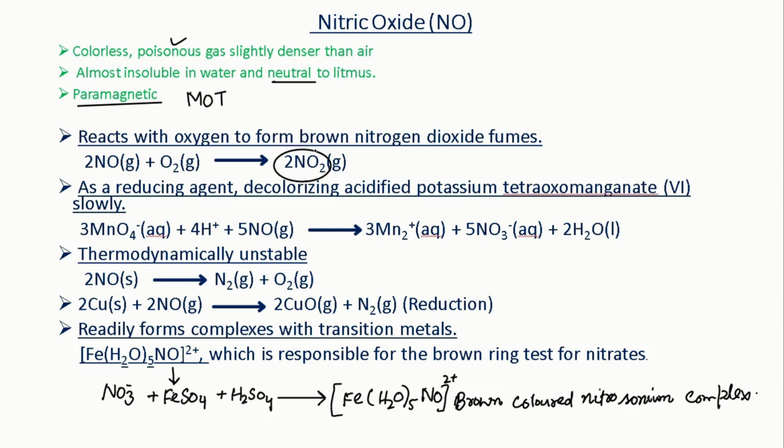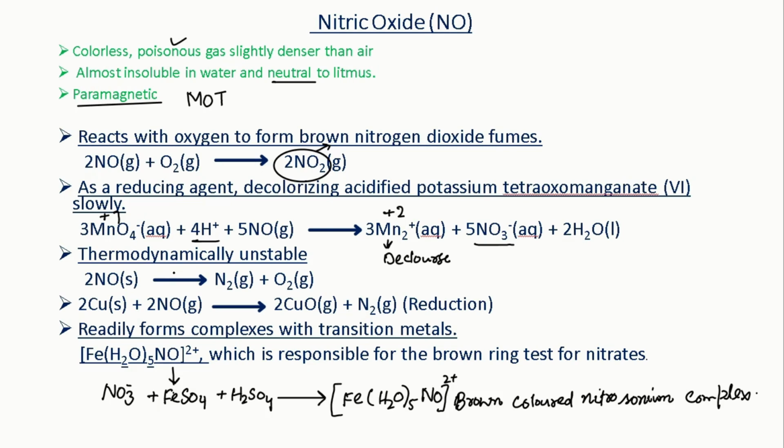You will see brown fumes when you expose it to oxygen, and those brown fumes confirm the formation of nitrogen dioxide. It acts as a reducing agent, so it decolorizes potassium permanganate, which is purple. The manganese is reduced from +7 to +2 oxidation state, and that decolorizes the potassium permanganate. This happens in the presence of acid, while the nitric oxide is oxidized to nitrate ion. It is thermodynamically unstable.